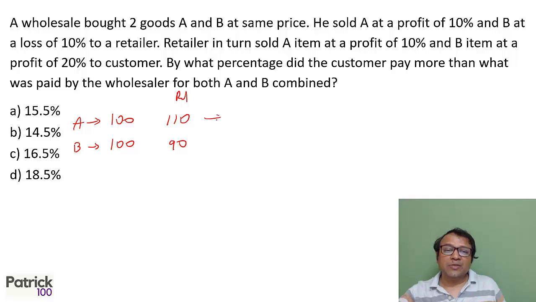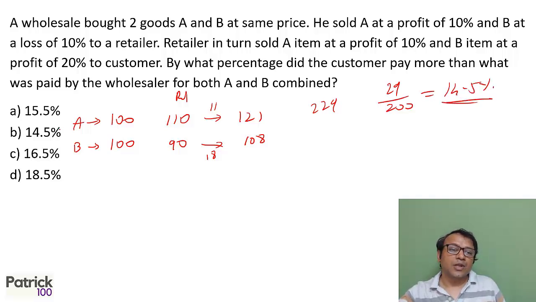Sold A at a 10% profit, so 121. 10% of 110 is 11. And here 20% profit, 18, so it becomes 108. Total he got 229. That means 29 profit on 200, which we get as 14.5%. B option. He got a profit of 29 on 200, which is 14.5% profit.